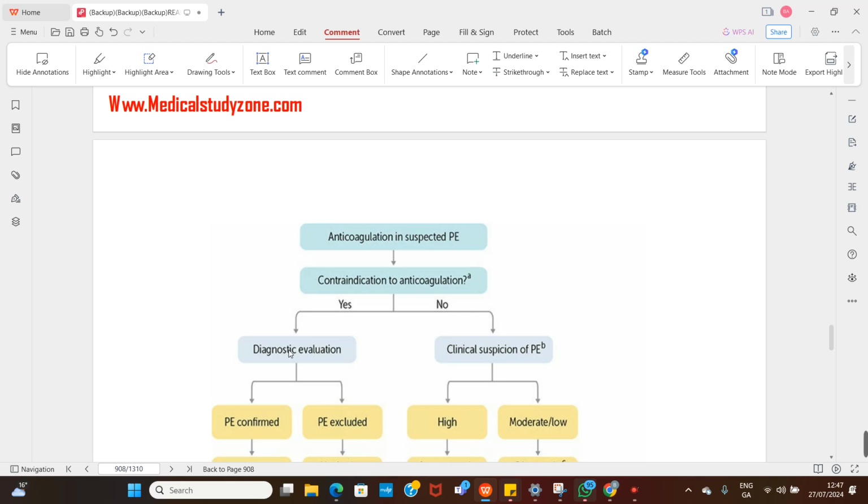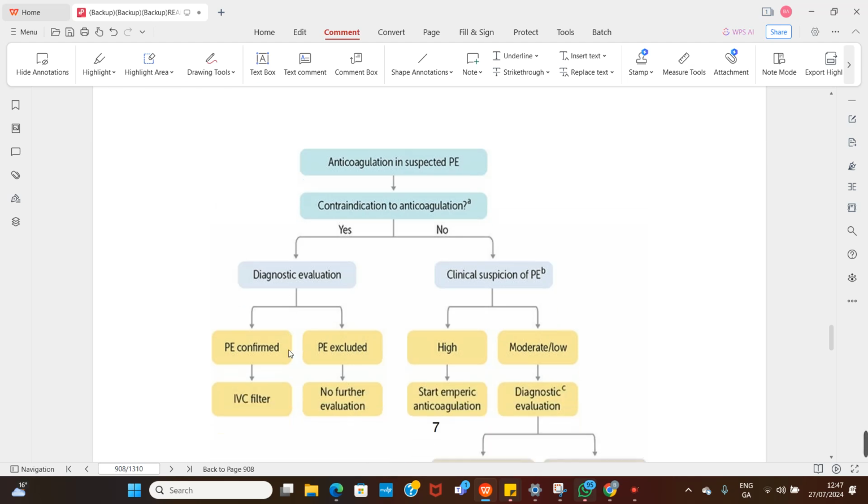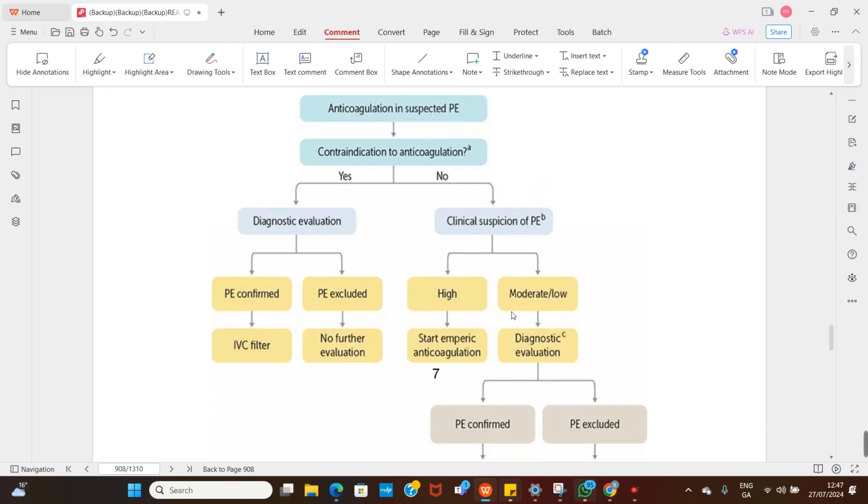This person doesn't have any contraindication to anticoagulation, and you calculate your clinical suspicion for PE. If it's 7, what do you do? Anybody? You calculate your clinical suspicion from your modified Wells score. You get 7. What do you do? Immediate thrombolysis? No. CT? No. 7 and above. Let me come again. You calculate your modified Wells score, and you got a value of 7.